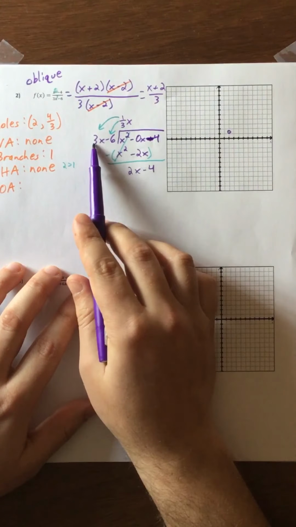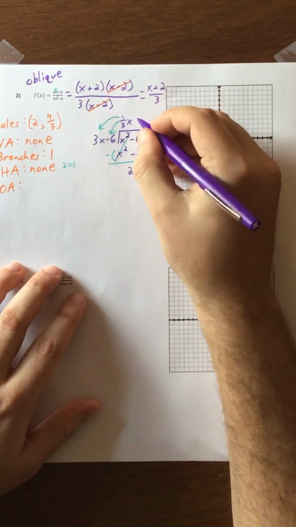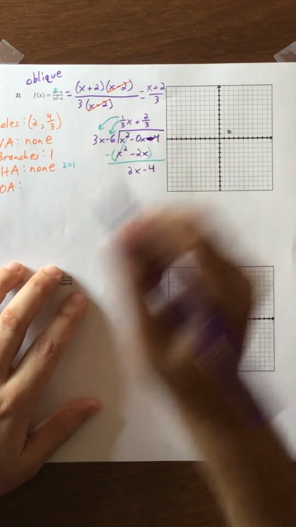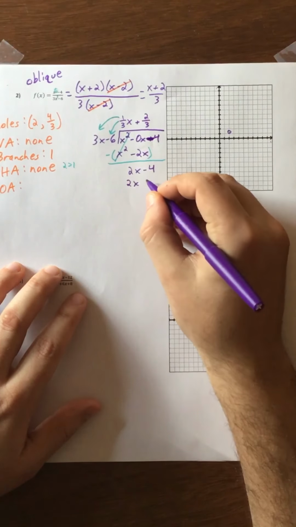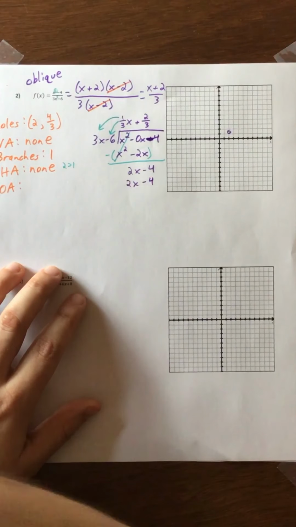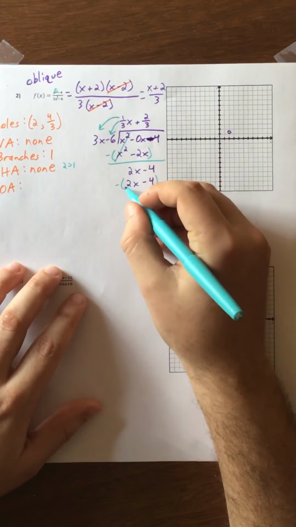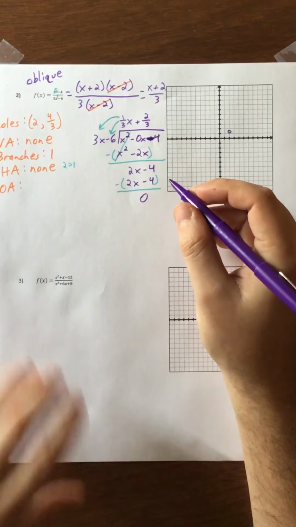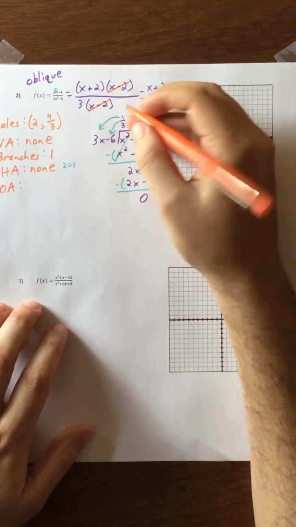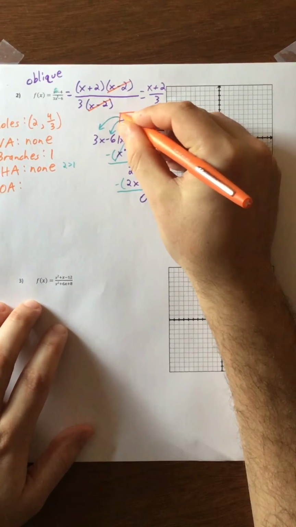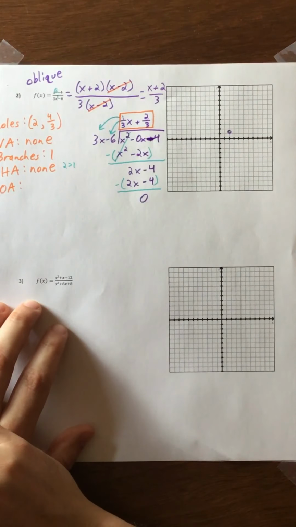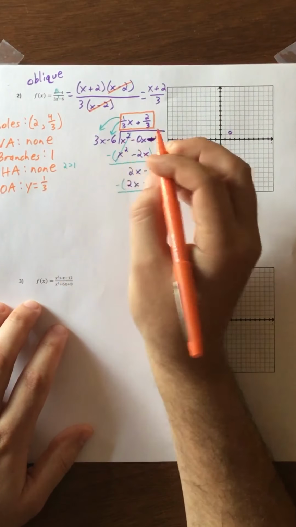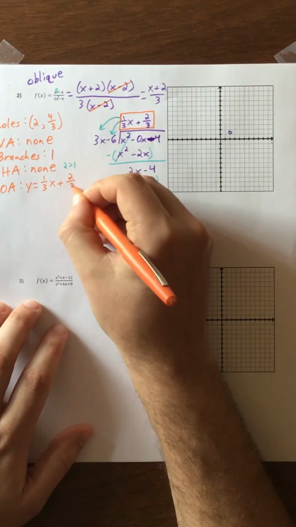Now I want to think 3x times what will give me 2x? That is plus 2/3. Distribute that 2/3. You'll get 2x minus 4. We're going to subtract that line again. And we get 0, which is great. When you do your long division, whatever answer you get here is going to be the equation of your oblique asymptote. So my oblique asymptote is y equals 1/3 x plus 2/3.